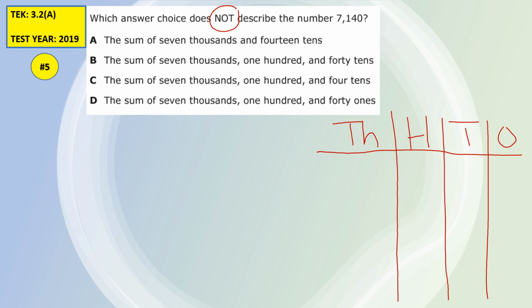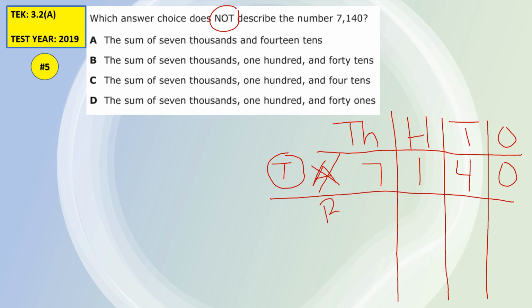Okay, answer choice A says the sum of 7 thousands and 14 tens. Well, I know that 14 tens is written like this because you cannot put a whole 14 in the tens place. You'd have to regroup and unbundle it and move the 1 over to the hundreds place. So we'd end up with 7,140 for A. Well, that answer is true, which means we don't want A. Let's move on to B.